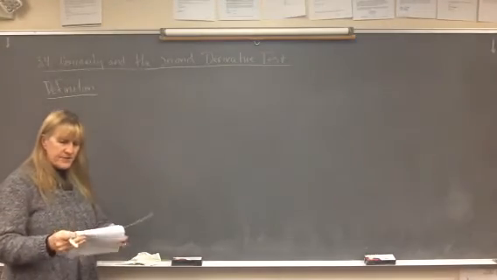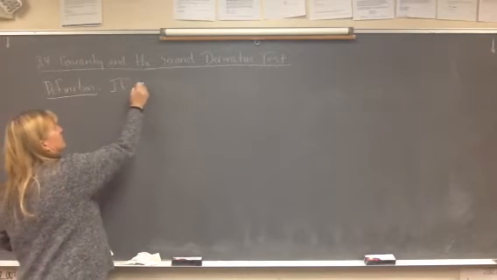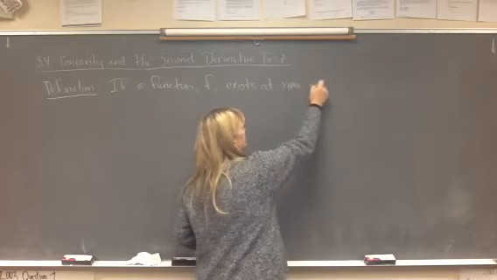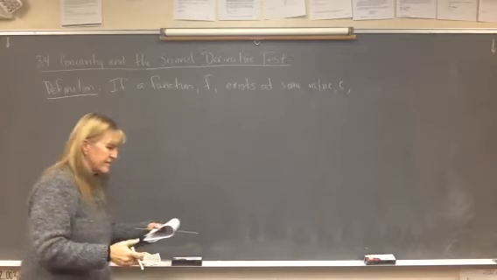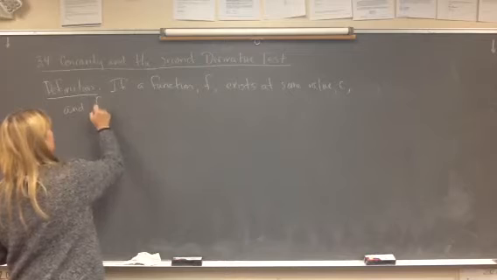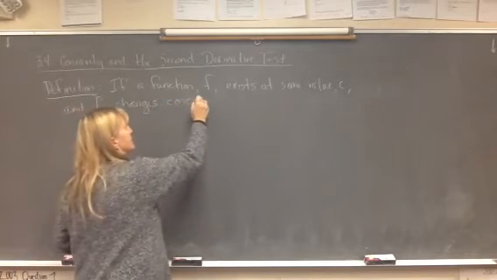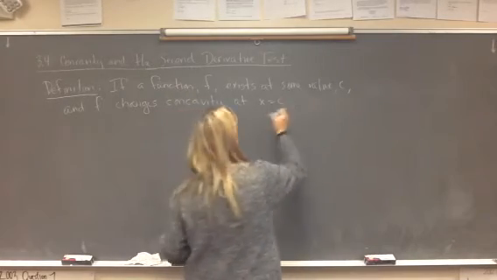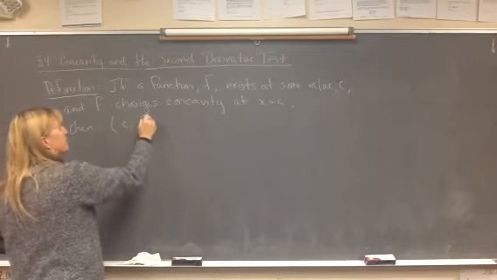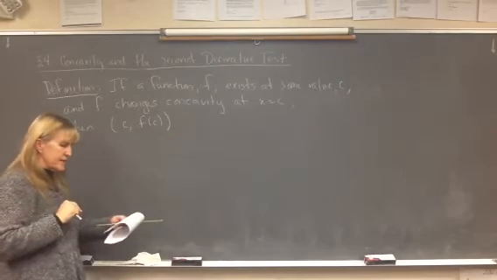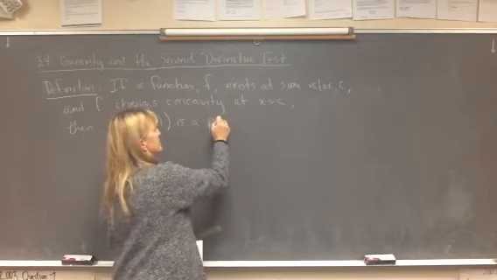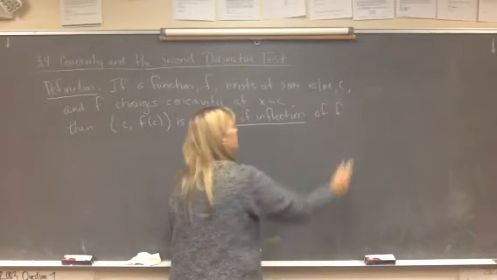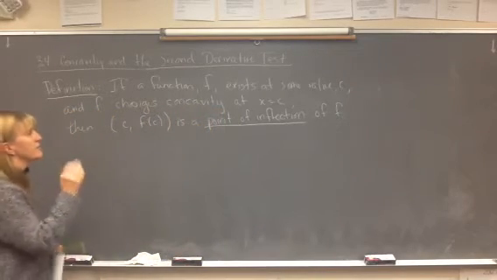Okay, and I wrote, if a function f exists at some value c, and f changes concavity at x equals c, the c value, of course, an element of the domain, okay, then c comma f of c, so I need the xy coordinate point, c comma f of c is a point of inflection of f. And some people might say of the graph of f, or of the function f, or just of f is where we're going with this.